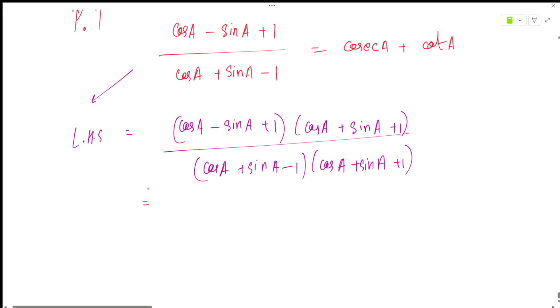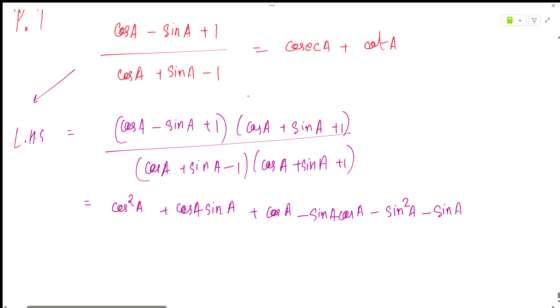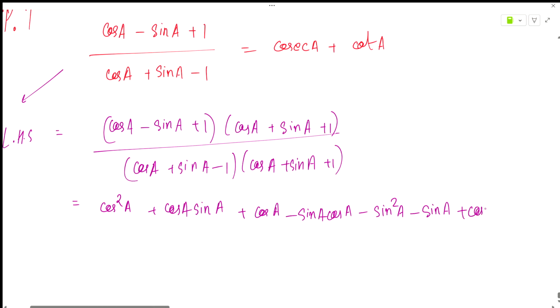If you see here, cos A into cos A gives me cos square A. Cos A into sin A gives me cos A sin A. Cos A into 1 gives me simply cos A. Minus sin A into cos A gives me minus sin A cos A. Minus sin A into sin A gives me minus sin square A. Minus sin A into 1 gives me simply minus sin A. 1 into cos A gives me simply cos A. 1 into sin A gives me simply sin A. 1 into 1 gives me simply 1.